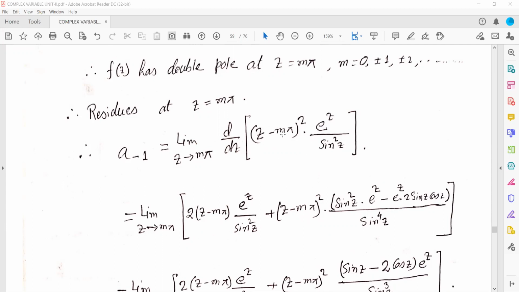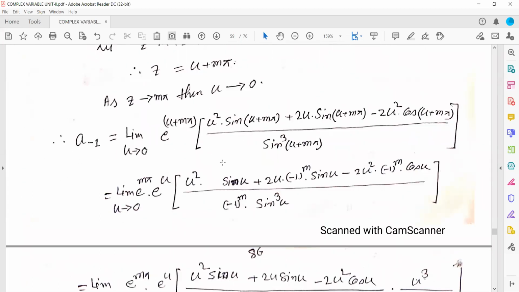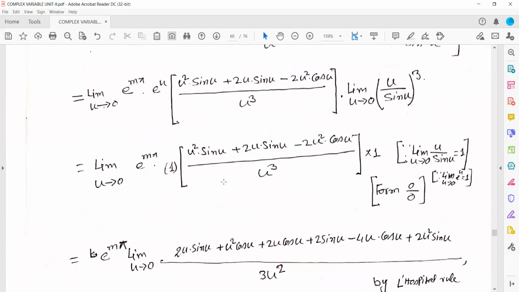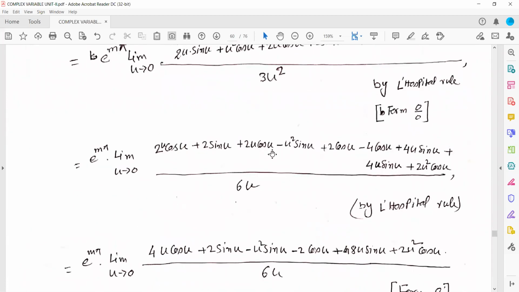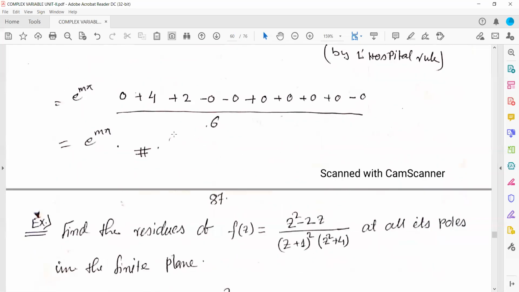Then you differentiate this one. Then after that, you have to put in this limit. And then at last, you will get the residue. So this is somewhat a long process, so you can go through that one. So ultimately, the residue will be e to the power m pi.